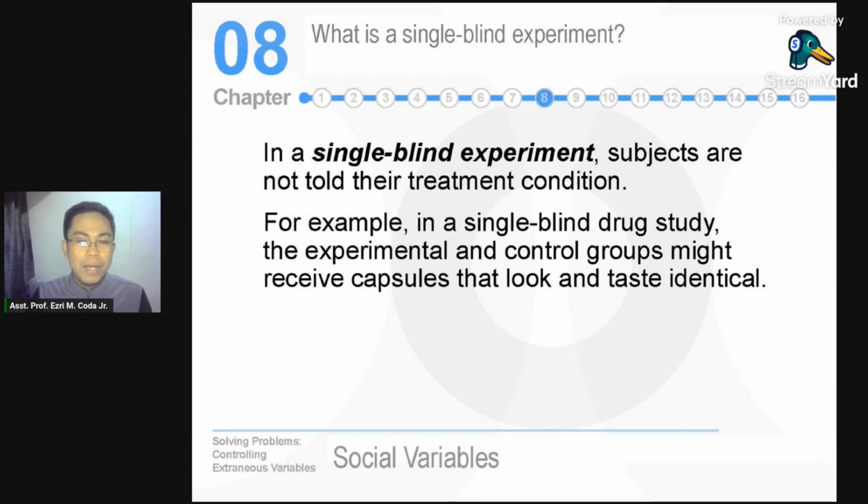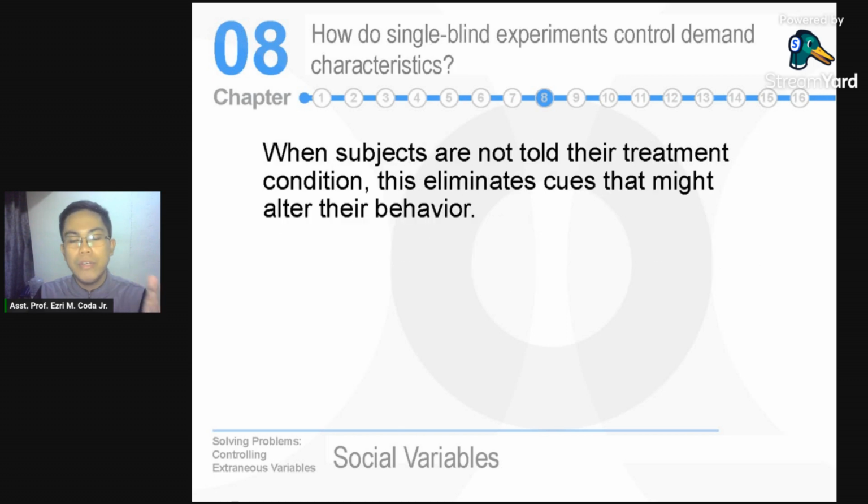So ano ba ang paraan, no, para ma-eliminate natin or ma-counteract natin yung tinatawag na demand characteristics. So, in a single blind experiment, subjects are not told their treatment condition. So, for example, in a single blind drug study, the experimental and control groups might receive capsules that look and taste identical. So, ibig sabihin, they know nothing about the treatment conditions. Yes, they were assigned to the experimental or the control groups, but they don't know anything about the treatment that were given to them. So in that way, hindi nila alam kung ano yung ine-expect sa kanila.